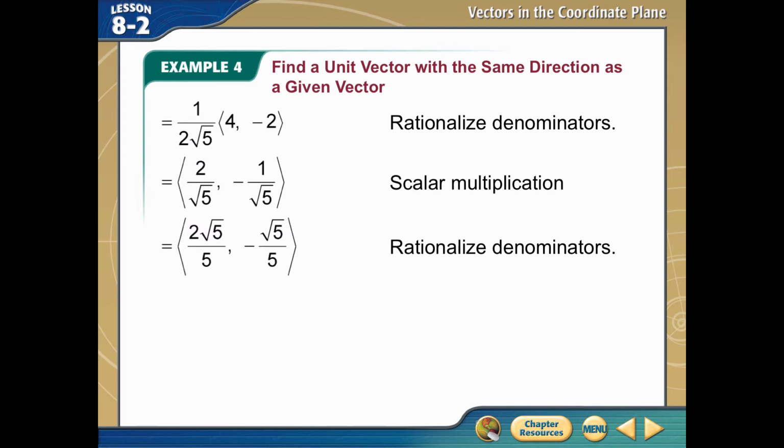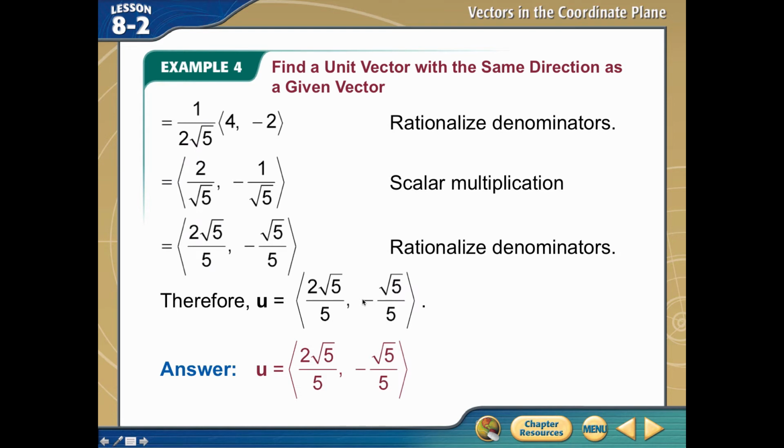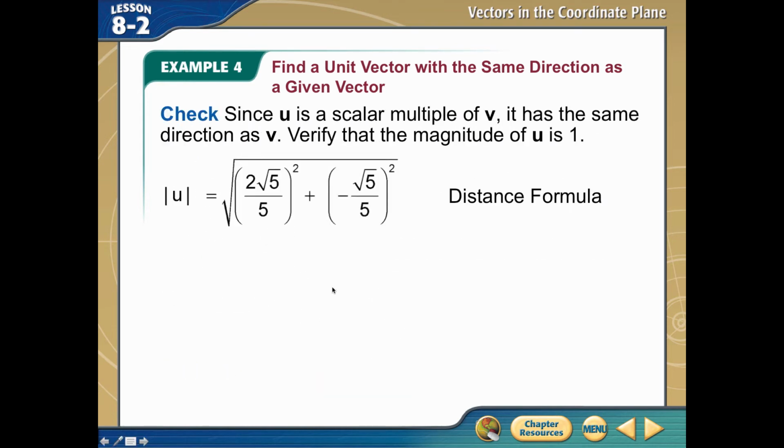Now, how can we verify that this is a unit vector? Well, let's find the magnitude. The magnitude is the square root of x squared plus y squared. So if you go through, take each term and square it. 2 square root of 5 over 5 squared is 4/5. Negative square root of 5 over 5 squared is 1/5. 4/5 plus 1/5 is 5/5 or 1. Square root of 1 is 1. So the magnitude of the unit vector is in fact 1. And also, when you have a unit vector, you normally use the notation of u to represent a unit vector.